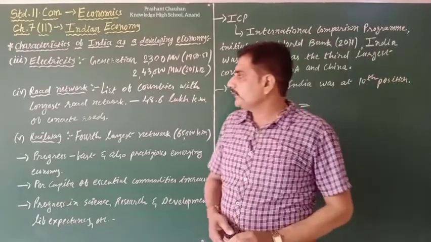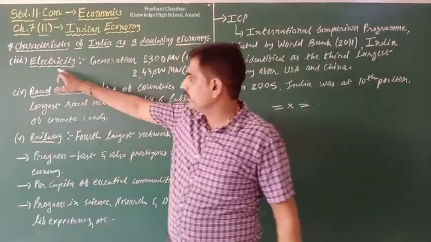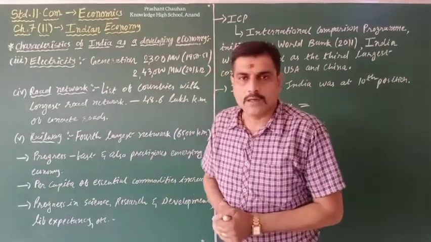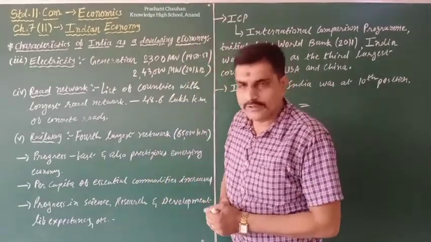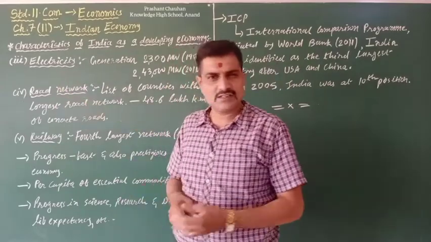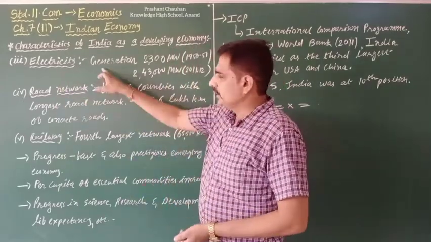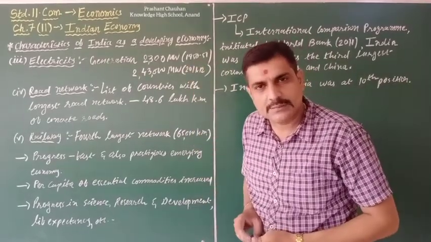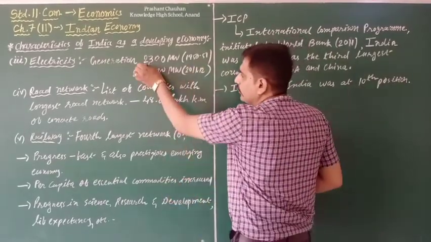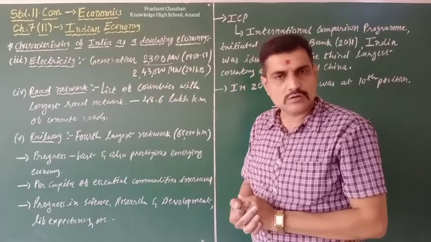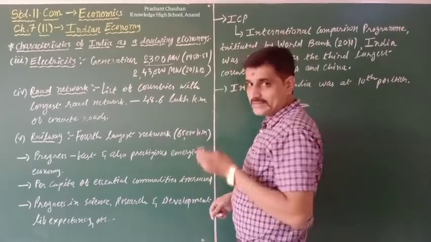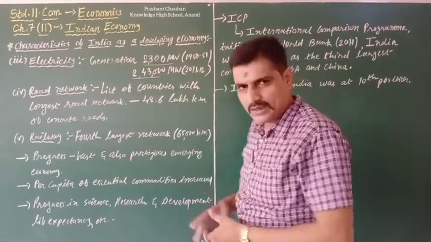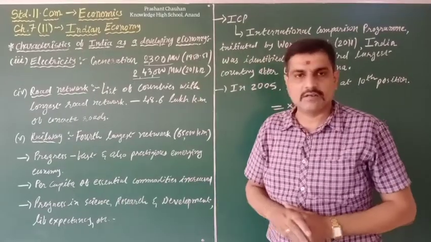So continue with the points, right? Here, after the discussion related to our irrigation and literacy, the third point is electricity. Very small information is there. Generation of electricity in 1950-51, the time period after independence, was only 2,300 megawatts. It increased. Let's see that: 2,43,000 megawatts. It's simple, but it increased, right?